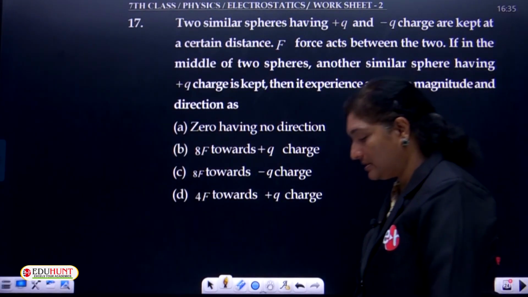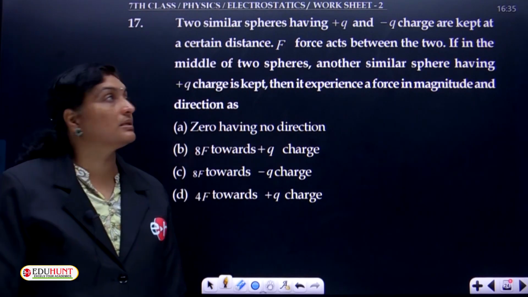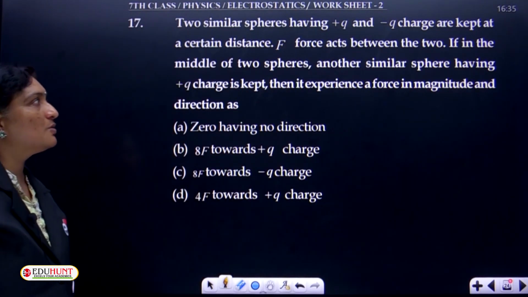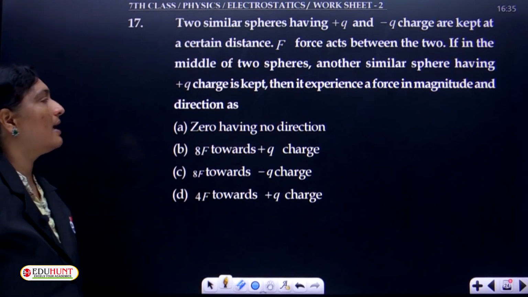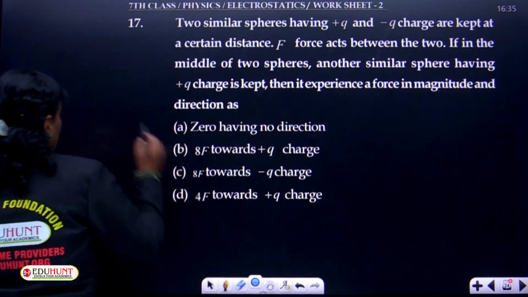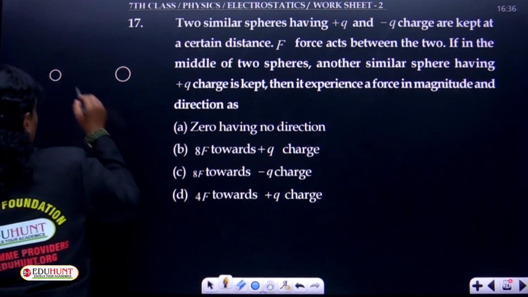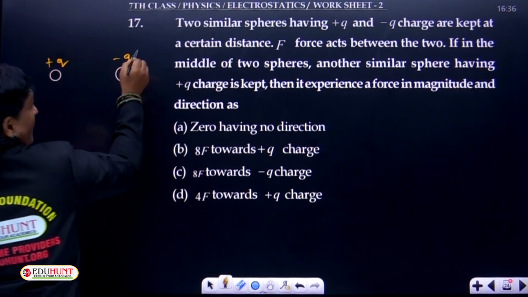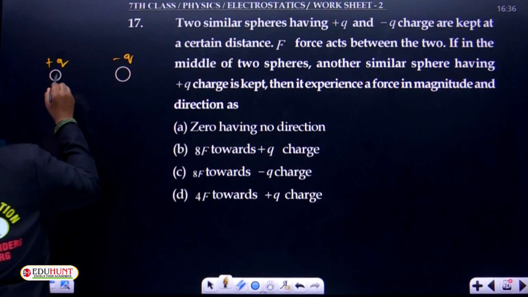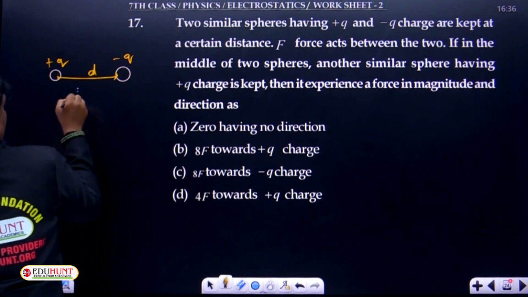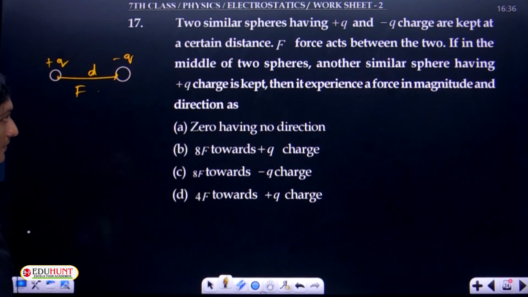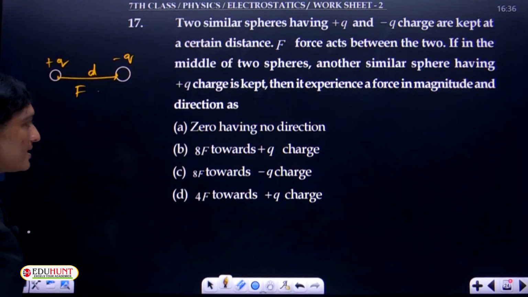Moving to the next one, the 17th question. What is given is two similar spheres having charge plus q and minus q kept at a certain distance. Let us assume an unknown distance d, and the force of attraction between them is given as F. If in the middle of the two charges another similar sphere having plus q charge is kept, then it experiences a force in magnitude and direction as.